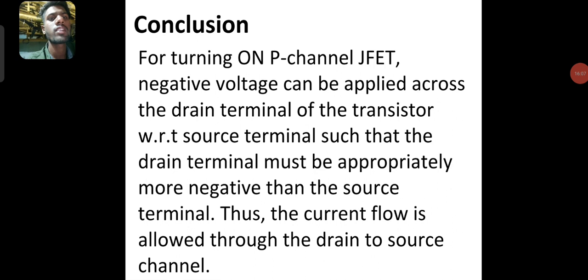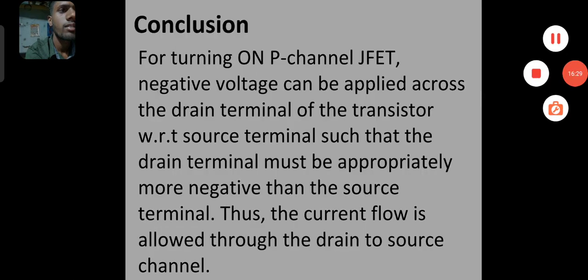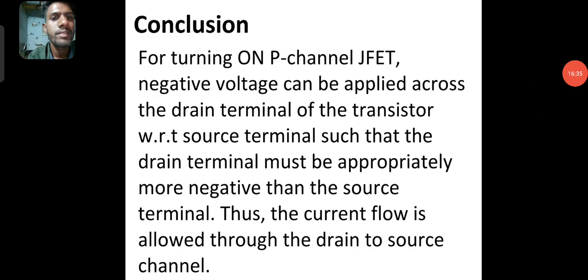Conclusion: for turning on a P-channel JFET, a negative voltage can be applied across the drain terminal of the transistor with respect to the source terminal, such that the drain terminal must be appropriately more negative than the source terminal. Thus, current flow is allowed through the drain source channel.